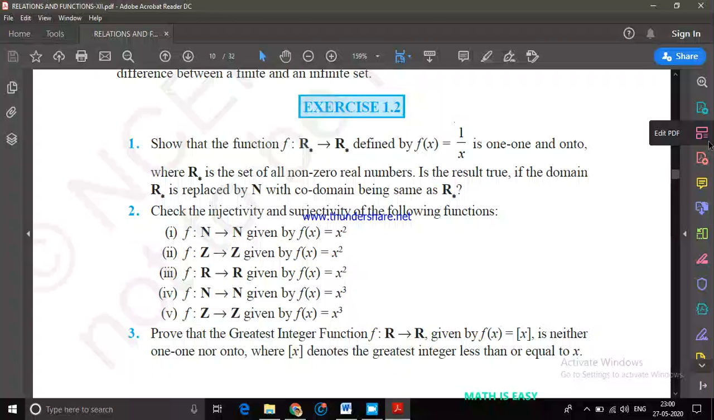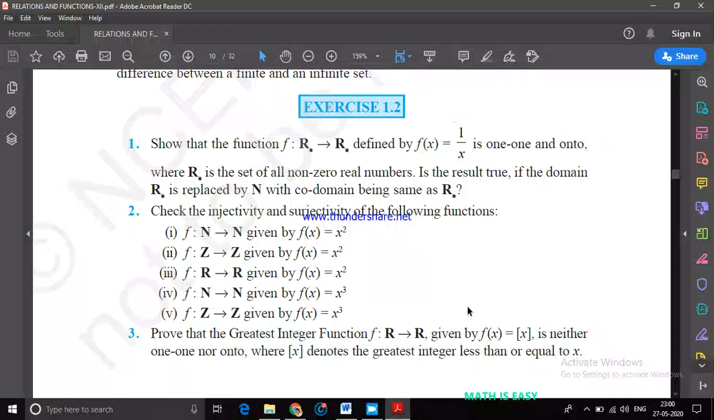So whatever y value you take, for example, if I take the y value as 2, then the x value will be 1 by 2. 1 by 2 is a real number. x is a real number. So any y value you take, you will get the corresponding x value. So hence it is a 1-1 onto function.